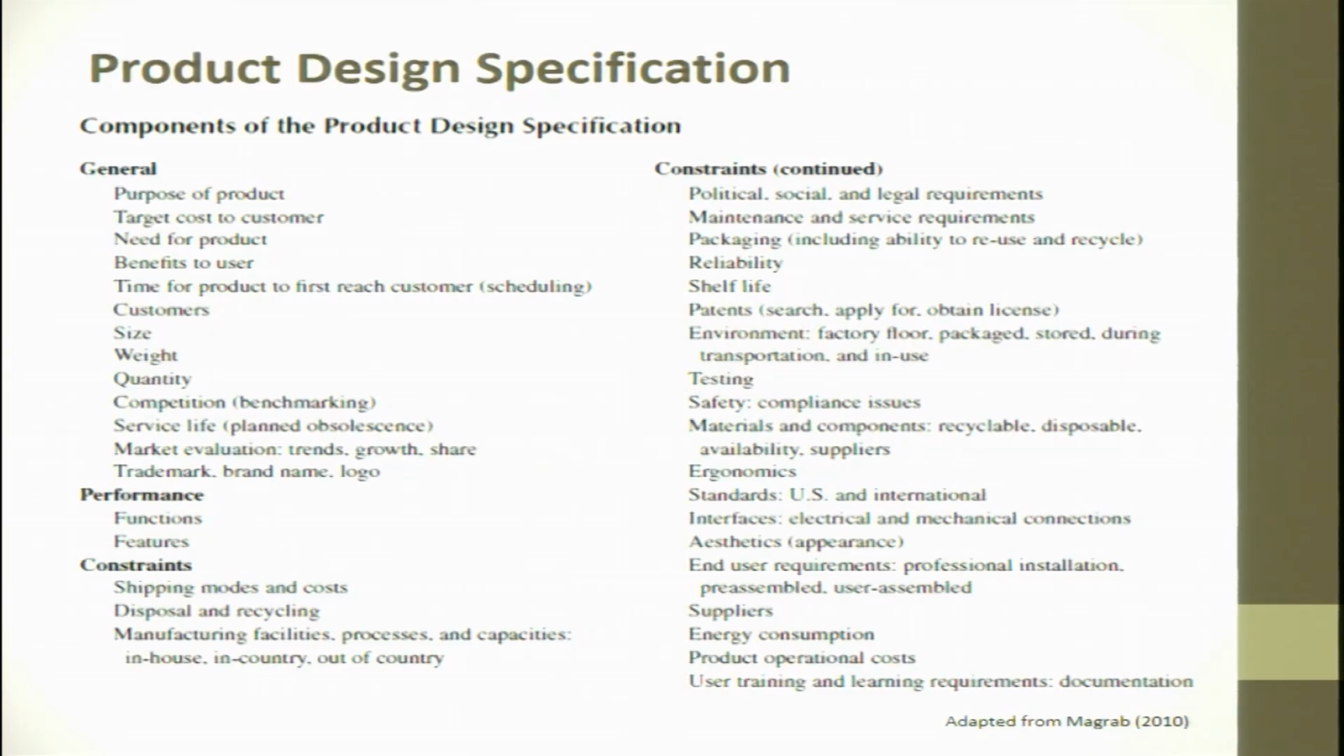So, the components of the product design specification, general: say the purpose of the product, I have just classified it, you can just go through it, I will pick up something and discuss. The purpose of the product should be very clear, okay, and then the target cost to the customer should also be clear. When I say I want to make a pen, you should have a pricing for it. When you have a pricing for it, then you start reverse working it.